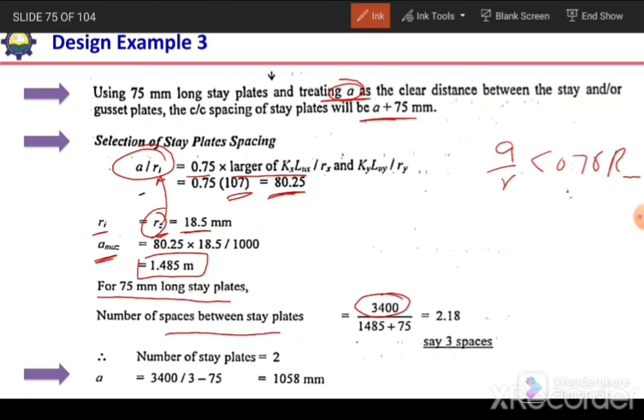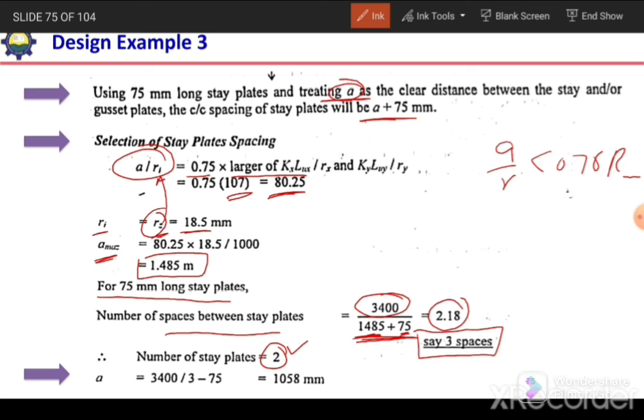So for 75 millimeter wide stay plates, the number of spacing between the stay plates will be the overall length of the member divided by the center to center spacing between the stay plates. So this is the clear spacing between the stay plates, and 75 is the width of stay plate. So it will give us the number of spacing. So it is 2.18. So either we can go for one stay plate, or we can go for two, or we can say we have three spacing. So the minimum number of stay plates should be 2, but the maximum number of stay plates should be 3. So we can use 2 stay plates.